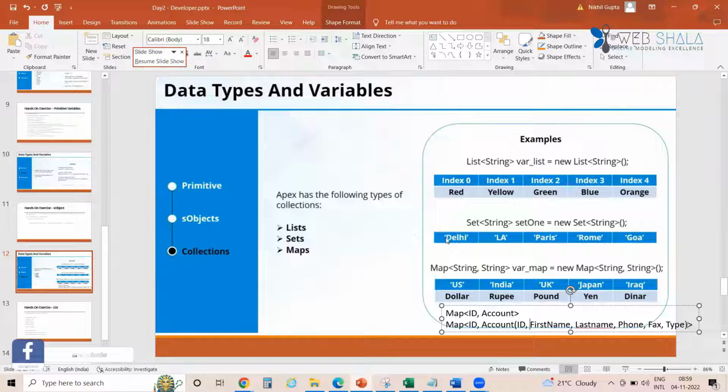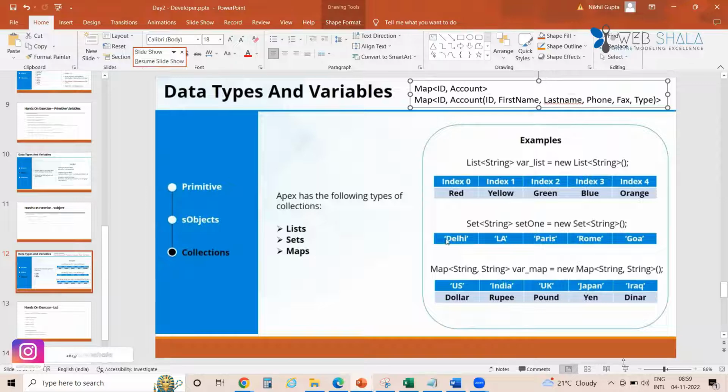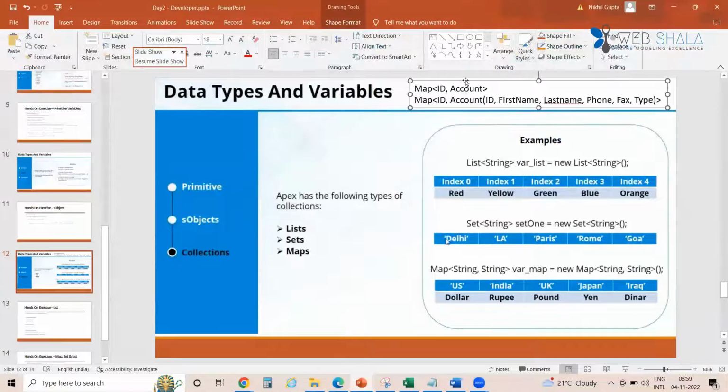Clear to everyone? What does my map stand for? Any doubt here? I'm not sure whether you are able to see it or not. Let me keep it here. Is it visible now? So my map is ID comma account. Inside the account, all the fields are there, which I am fetching through a query. Clear? Guys, say yes or no. Yes, thank you.